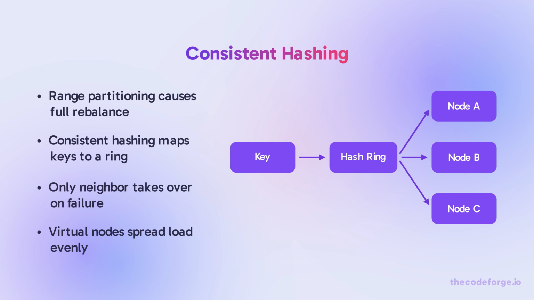Range partitioning sounds simple, but causes hours-long rebalances when nodes are added or removed. Consistent hashing solves this by mapping keys to a ring of hash values. Each node owns a set of hash ranges. When a node fails, only its immediate neighbor takes over its keys.